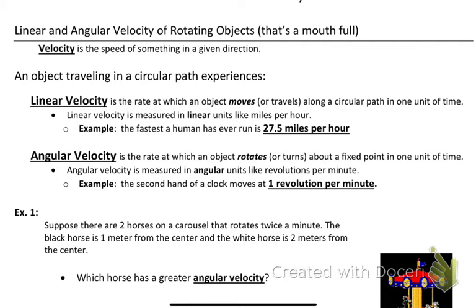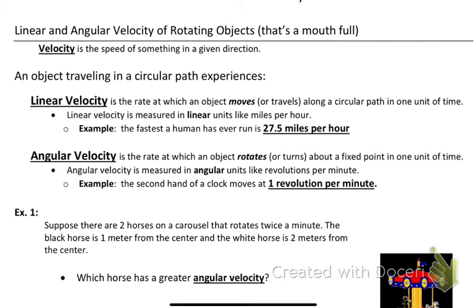Say it's 15 miles per hour. You're driving around a circle, you're going 15 miles per hour. That is your linear velocity as you go around. You're going 15 miles per hour. It doesn't matter how big the circle is or how small the circle is, you're going 15 miles per hour.